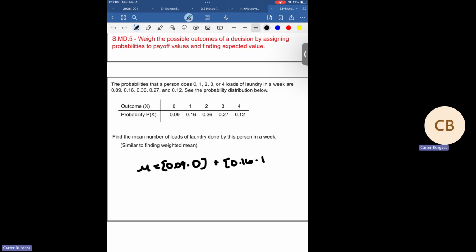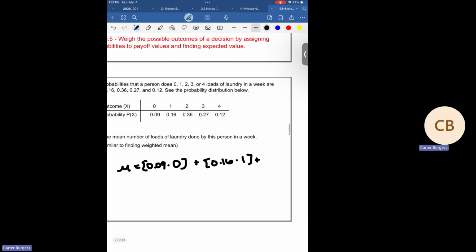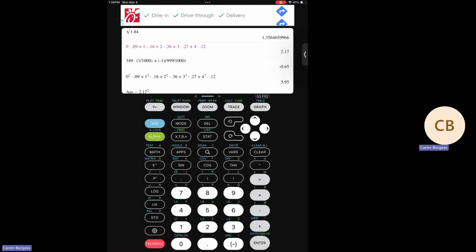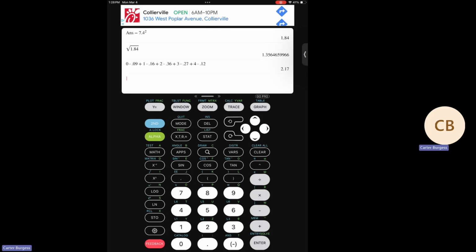How about the 2? 36%. Okay. And the 3, 27%. And the 4, 12%. And what we get by taking the sum of these weighted values is, it's up here, 2.17 for our weighted average.